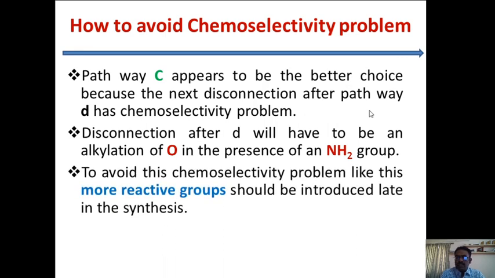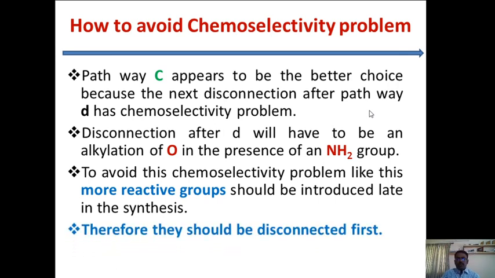To avoid this chemoselectivity problem, we have to choose the more reactive group that would otherwise be introduced later in the synthesis. So we have to find out which is more reactive, because when you have a chemoselectivity problem, the more reactive group should be disconnected first. When you do the disconnection first, suppose we have a problem, we will see that in the next slide.